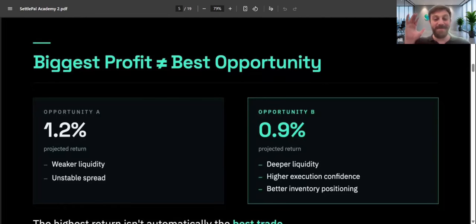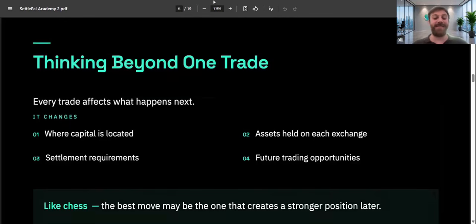And why? Well, SettlePal is not only thinking about one trade, it's actually thinking about what happens after that trade. So every trade changes where capital is located. Every trade changes which assets are held on each exchange. Every trade affects settlement, and every trade can influence future trading opportunities.